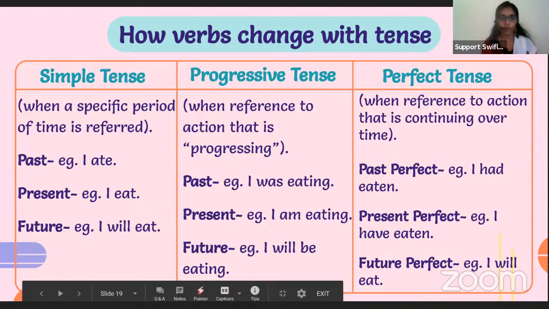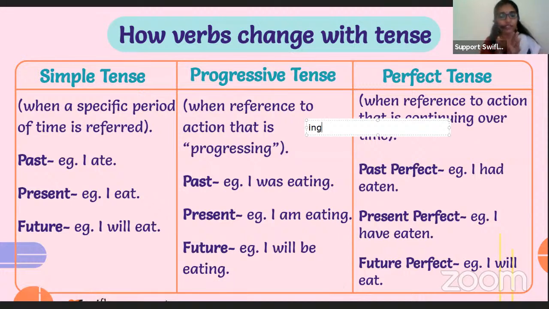Let me write it down here. We add -ing to the verb in the continuous or progressive tense. If it is eat, we say eating. If it is play, we say playing. Based on the tenses, if it is past, it will be was playing. If it is present, it will be are playing or am playing. And if it is in the future, it will be will be playing. I hope this is clear, students. The simple tense and the progressive tense are clear, everyone.